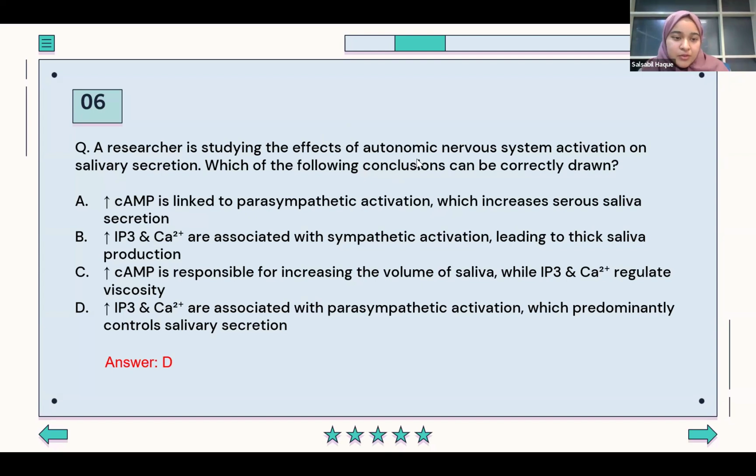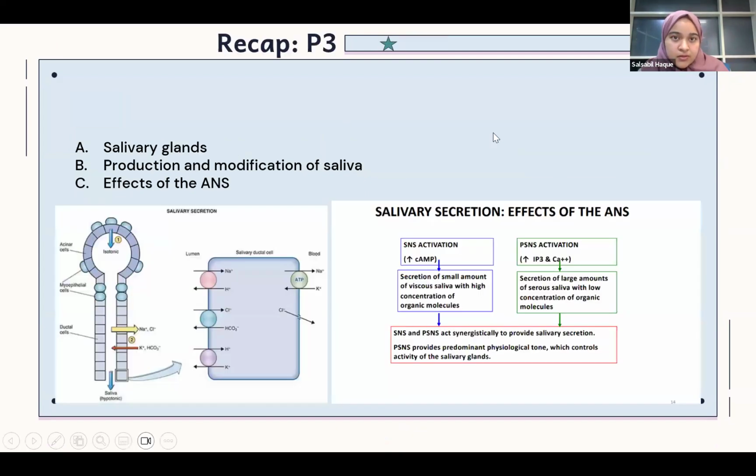Okay, so now we'll go through basically a recap of this lecture. So this lecture talks mainly about the first part of digestion, which involves the salivary glands, right? So the main salivary glands are parotid, submandibular, and sublingual. Okay, and the production of saliva starts from the acini and then it goes to the ductal cells. Now I'll try to answer the question from the MCQ before.